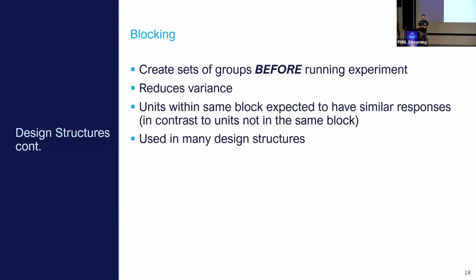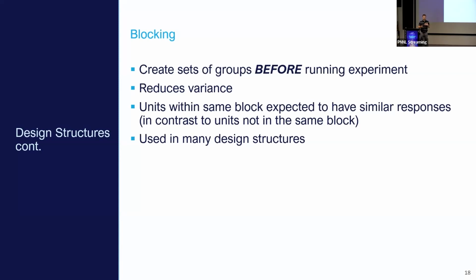However, all of these other design structures account for something called blocking. Blocking is when we create sets of groups prior to running the experiment. The reason that we include blocking is because it allows us to reduce variance. This is because the units within the same block are expected to have similar responses in contrast to units not in the same block. And as mentioned, this is used in many different design structures.